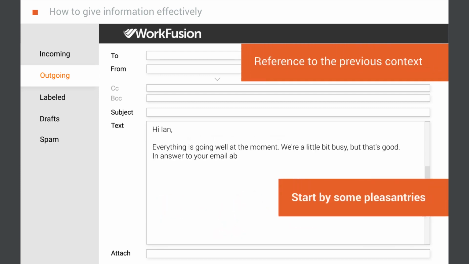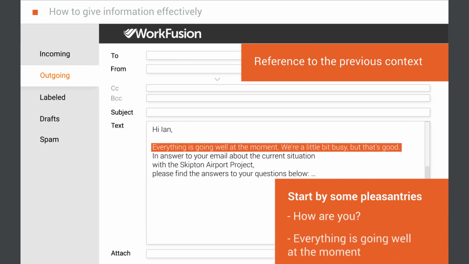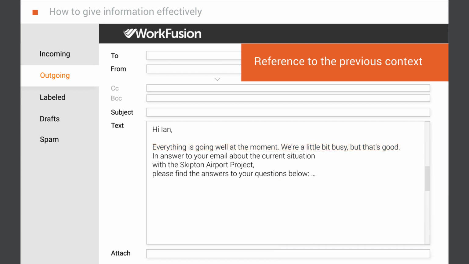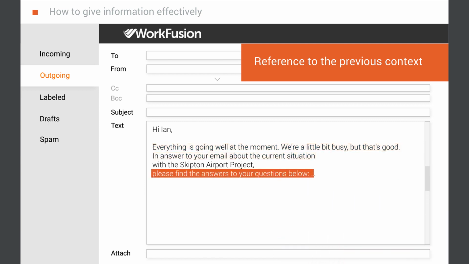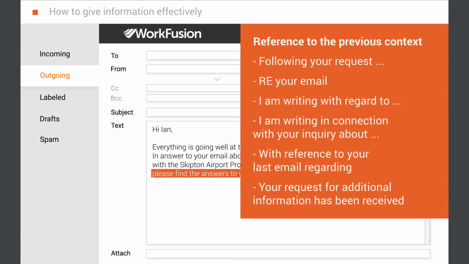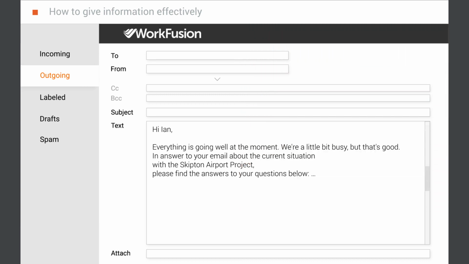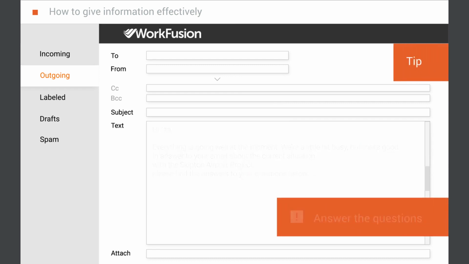Start the email by writing some pleasantries like, "How are you?" or "Everything is going well at the moment," and then you state that you're responding to their email. The phrase "in answer to your email about the current situation" serves as a reference to the previous context. Then, in the next section, you answer the questions that have been asked or confirm some information.